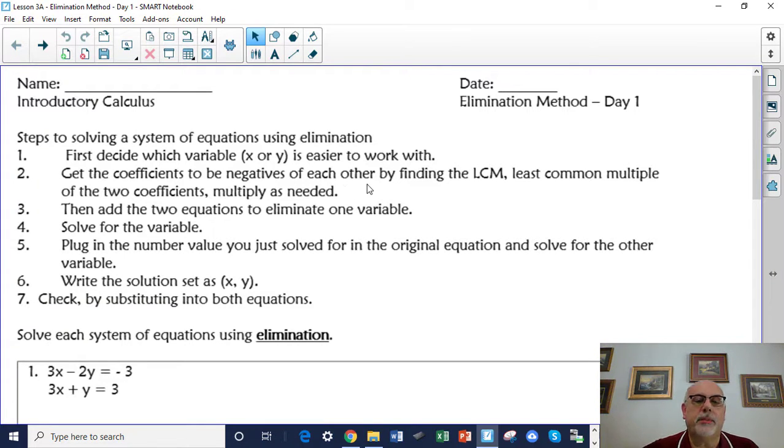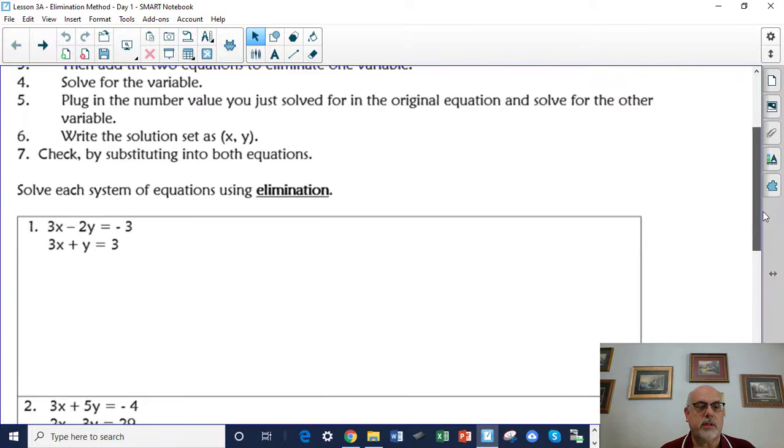So you'll have to multiply one or both equations by something. You have to remember you have to multiply every term in the equation, okay? Then you add them together and it eliminates one variable. Then you solve it. So when you get a value for either x or y, you put it back into one of the original equations and you find out the other variable.